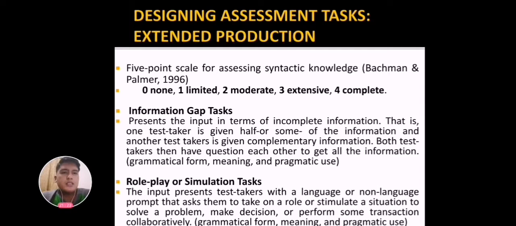Information gap task. So here, it presents the input in terms of complete information. That is, one test taker is given half or some of the information and another test taker is given complementary information. Both test takers then ask questions of each other to get all the information.